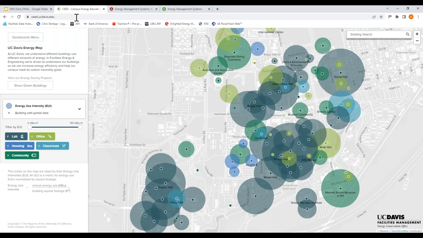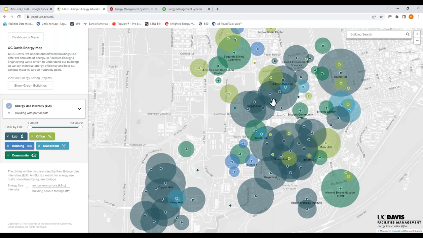Okay, so what you're looking at here is their campus, and all the little dots are the buildings on campus. And the circles around them are the energy use intensity of that particular building. So obviously, the larger the circle, the more energy that building uses. What I really like about it is if I was the sustainability manager on this campus, I could easily look at this and say which buildings use the most energy on campus. It's just really obvious, and that may be the area that you would most likely focus on.